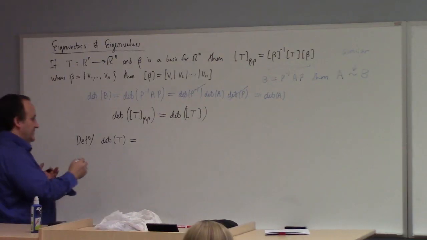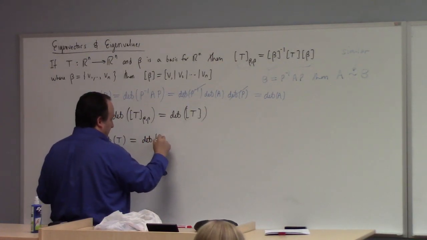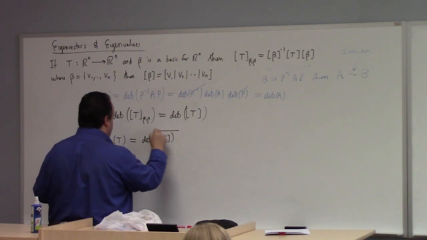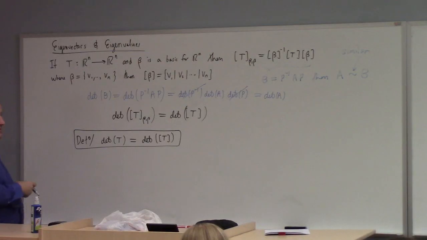I mean, we could define it to be simply the determinant of the standard matrix of T, right? But what does the calculation right above show you? You could just as well calculate the determinant with respect to any choice of basis. You get the same thing, right? And that's why this is a natural definition.